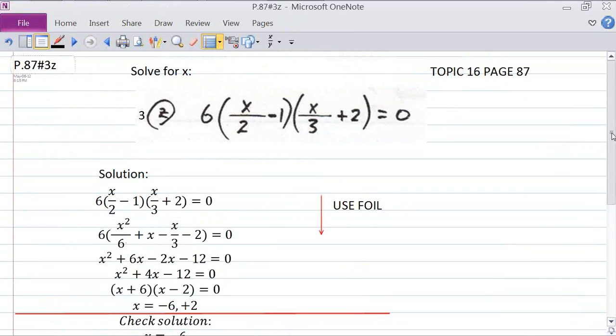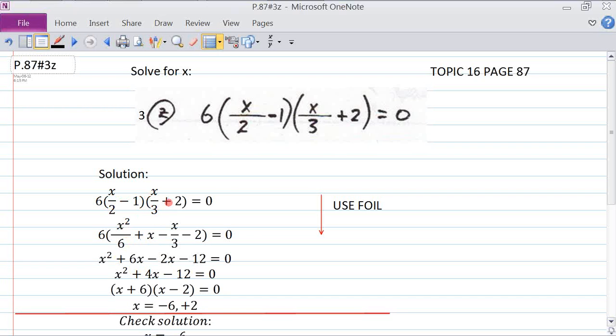Okay, the last problem on page 87. Take this problem here, and the first thing is we're going to multiply the first times the first, which gives us x squared over 6. So x times x gives me x squared. 2 times 3 gives me 6.